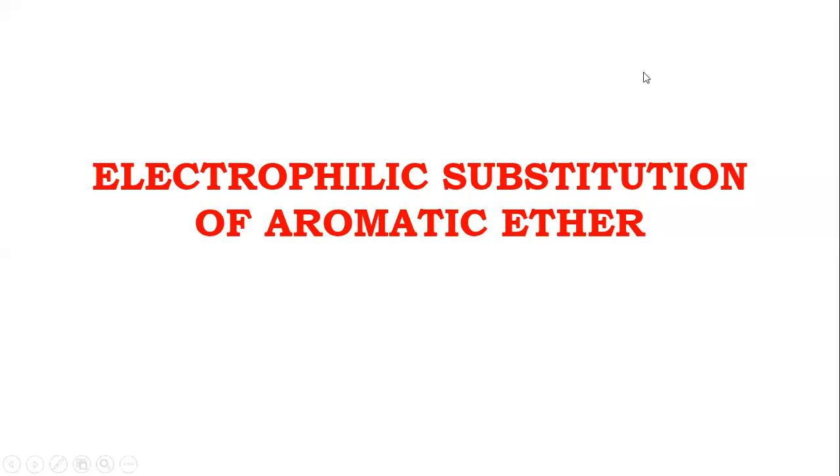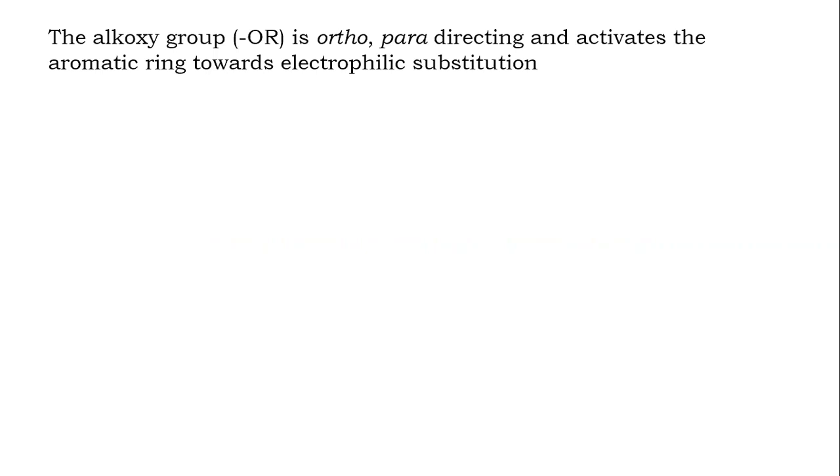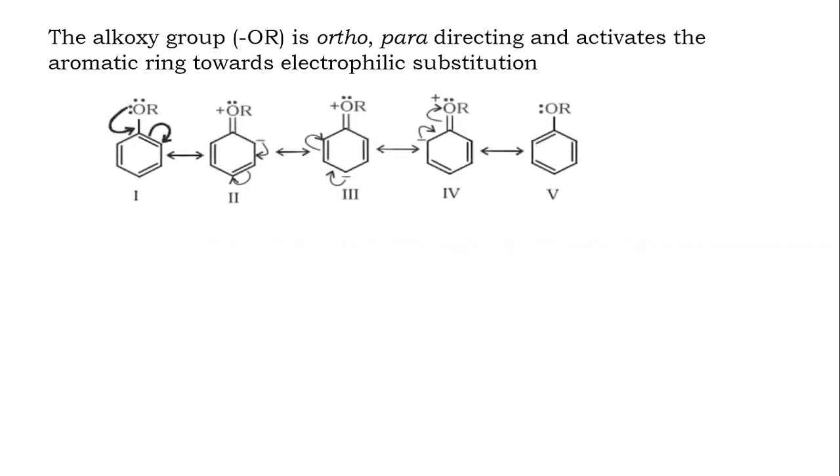Electrophilic substitution reaction of aromatic ether. The alkoxy group in the aromatic ether is ortho and para-directing, and it directs all the electrophiles towards the ortho and para position. This can be cleared from the resonance structure of the aromatic ether.